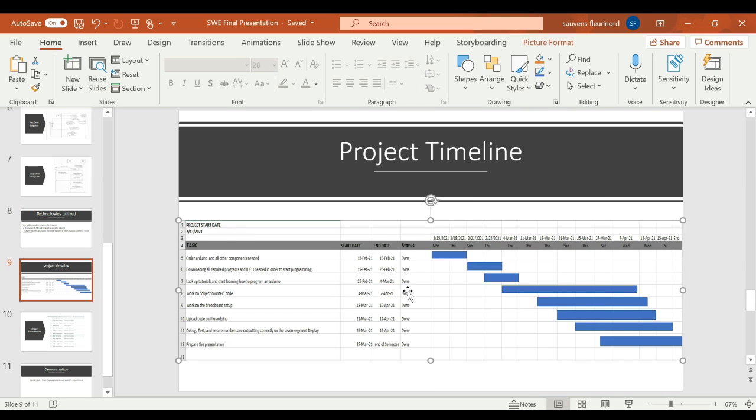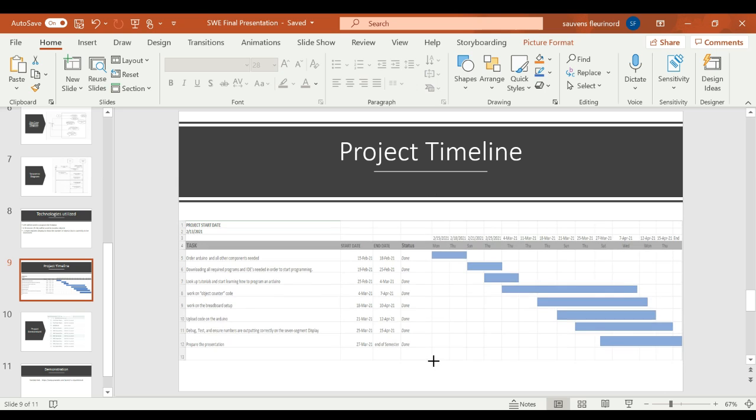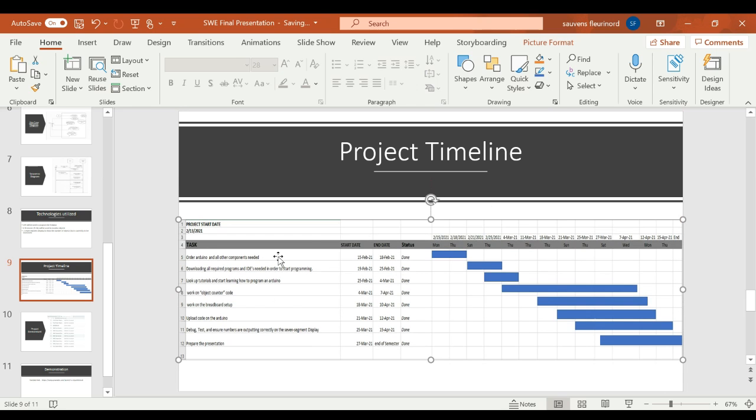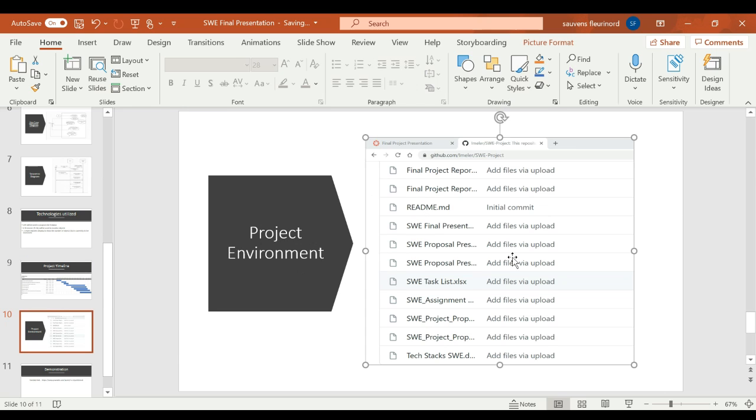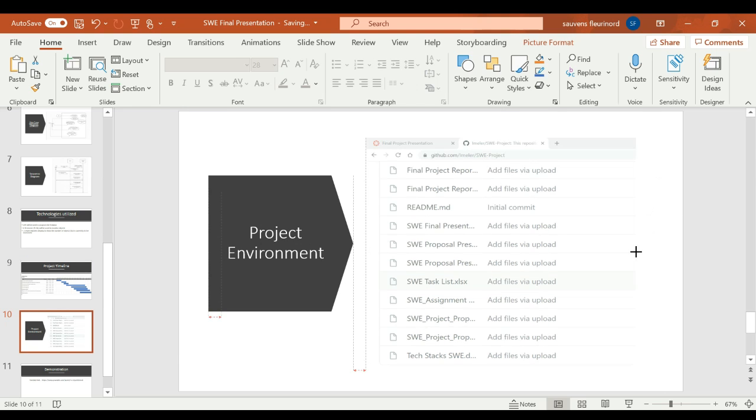And this is the timeline. Of course, we have everything done because it's the end of the semester and we finished the project. This is everything that we had to do. And this is the project environment. We use GitHub to work together. It's a great tool because I would work on something and save it, and he would just pick it up right there. Because we worked on everything together, we each didn't have our own part to do. We just went along and helped each other out with everything in the project. So we worked together on everything.